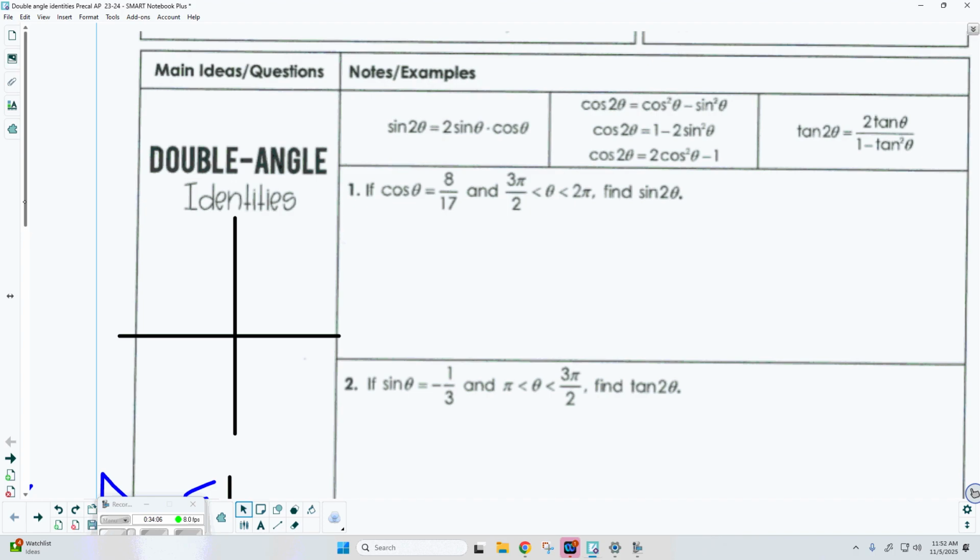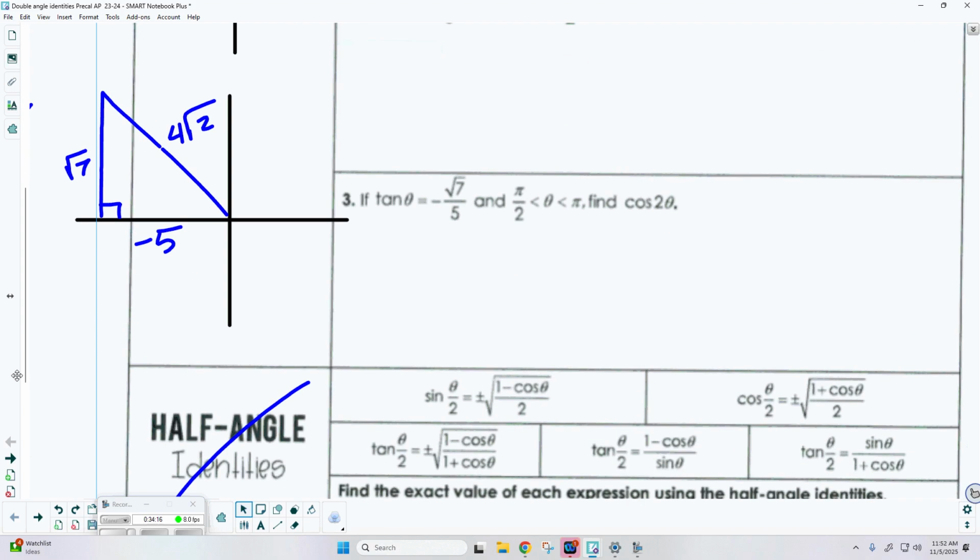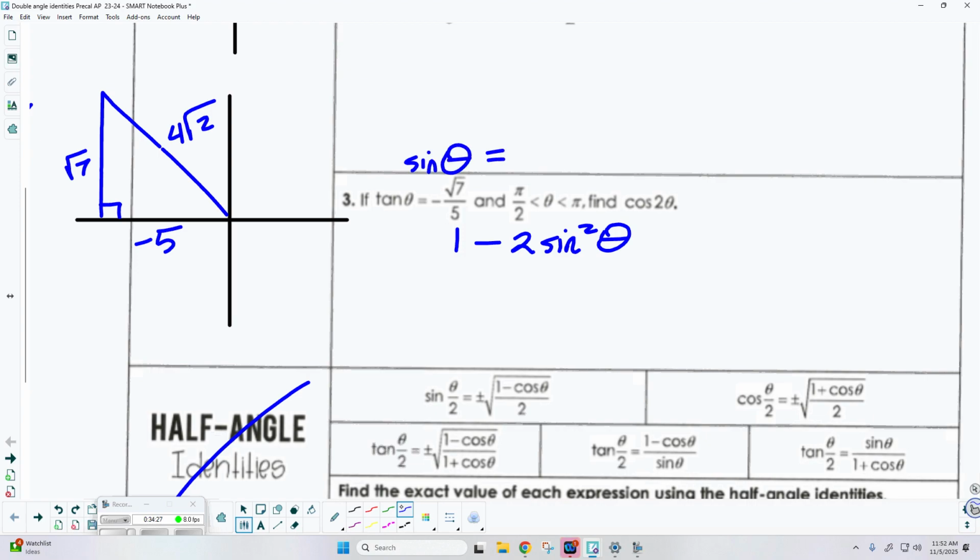Okay. Now, this is interesting. If you want to use another one, I would encourage you to do it because, again, you should be getting the same answer. So we're going to use 1 minus 2 sine squared of theta. The only thing I need here is sine of theta. So I'm looking at my picture over here. What would sine of theta be? What's the y over r? Square root of 7 over 4 root 2.